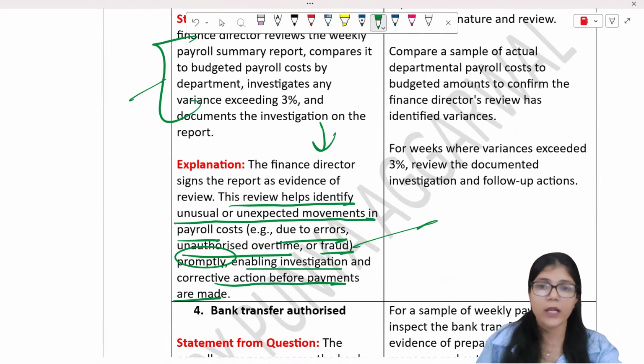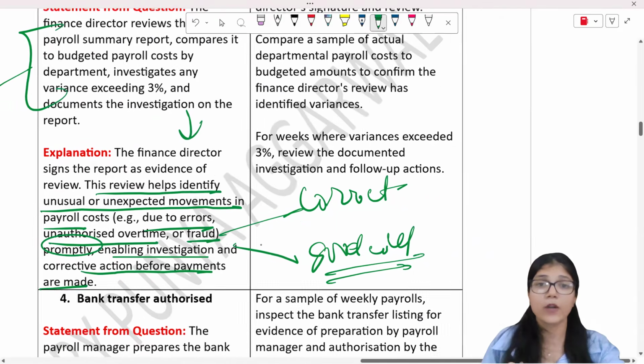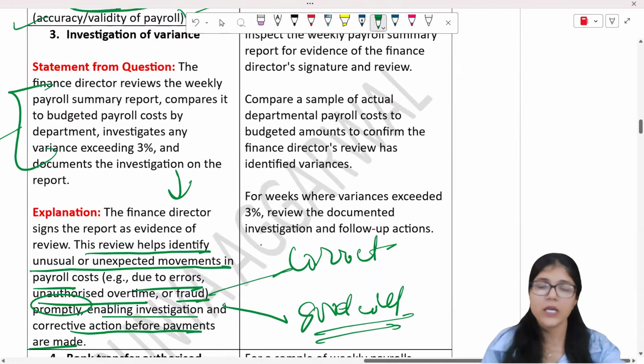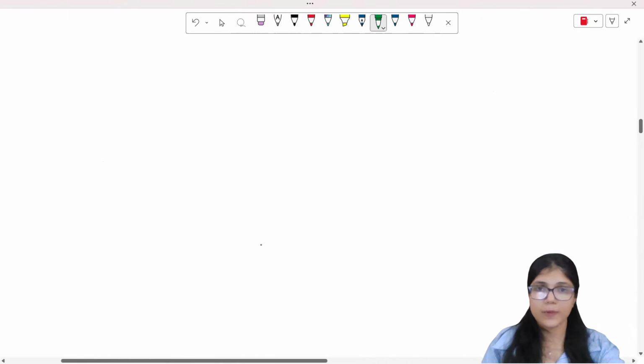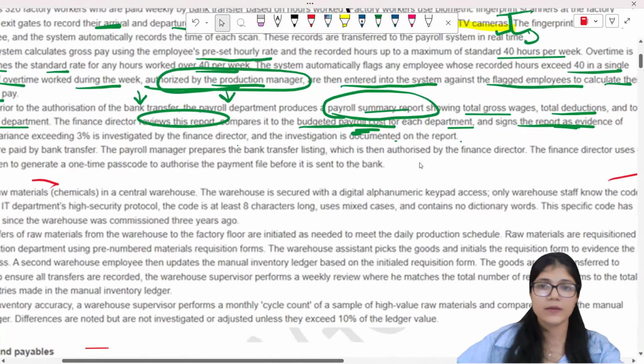So both the things, again, two things. One is you're paying correctly to the employees, right? And you are also saving your employee goodwill over here because they are going to receive the correct amount as well, right? So that is your explanation for this one as well. Let's move to the next point. 3 we are already done. Let's see what else is remaining.